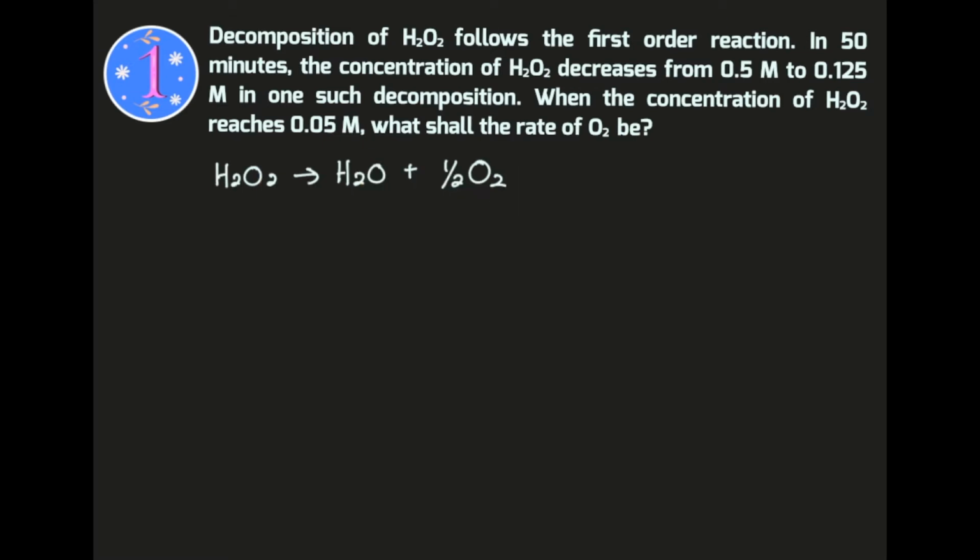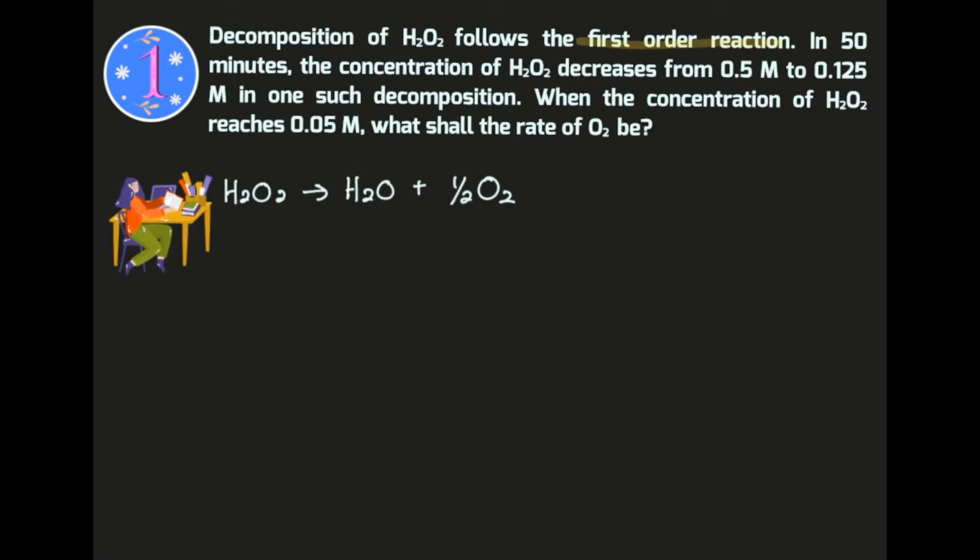So what's next? What are we going to do? We need to check which order of reaction this reaction follows. From the question we can see that it follows the first order. Hence the formula that we can use is ln [A]t is equivalent to negative kt plus ln [A]0.